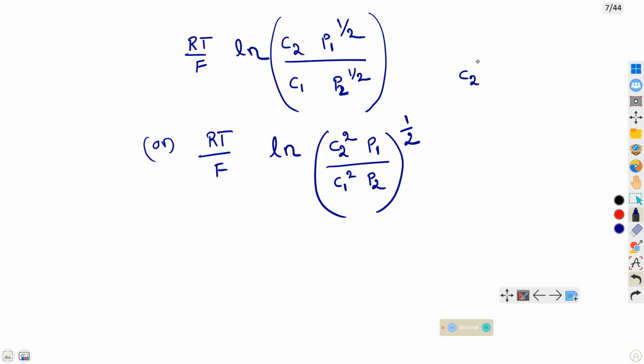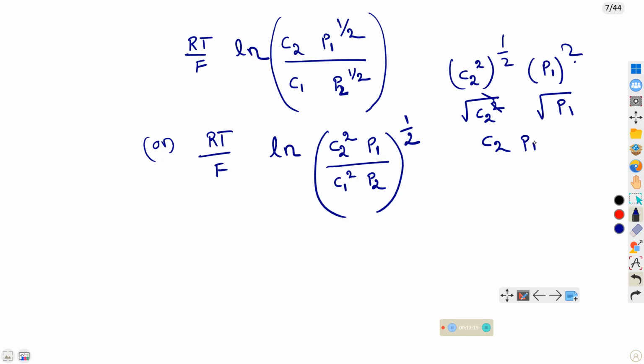This is also written as C2 square whole power 1 by 2, P1 whole power 1 by 2. That means square root of C2 square, root of P1, square root to cancel, then C2 square root of P1 is also written as P1 whole power 1 by 2.